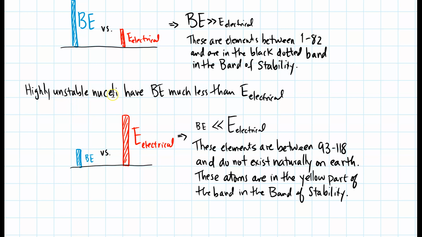Highly unstable nuclei have binding energies that are much less than the electrical energy. Picture-wise, the little binding energy bar is much smaller than the bar for the electrical energy. These elements are between 93 and 118. That means these are the heaviest ones, and none of these exist naturally on Earth. These atoms are in the yellow part of the band of stability.